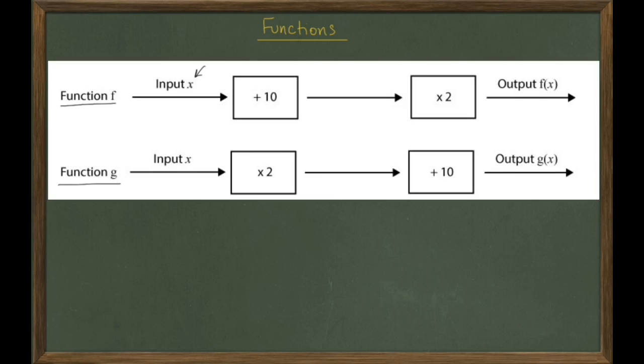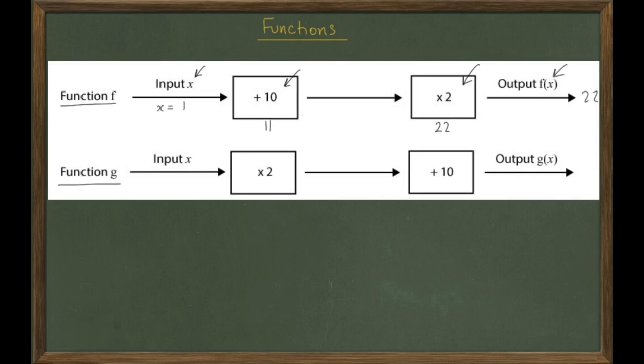Now with function f, what the function does is it says input x, so input a particular value. Then what we're going to do to that value is add 10 to it, then multiply that value by 2, and then output whatever our result is. So for example, let's try the function with x equal to 1. If we input 1, we add 10 to that, which gives us 11. We then multiply it by 2, which gives us 22, and then we output that value. So if we put 1 into our function, we get out 22.